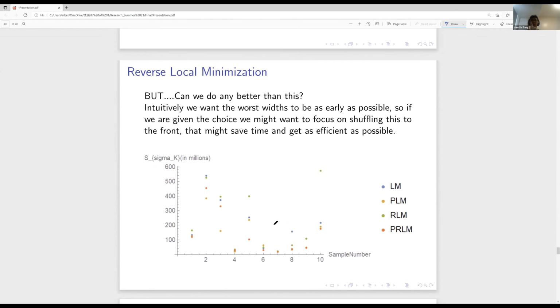Oh yeah, right here. We want to shuffle everything. We want to shuffle the bad things to the front as fast as I possibly can. And with that, we kind of reverse the local minimization process I was mentioning. And we can see we're going to be able to get better results. So for now, we're going to focus on the local minimization and the reverse local minimization.